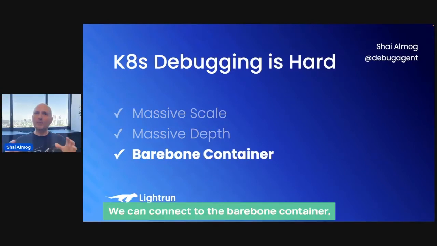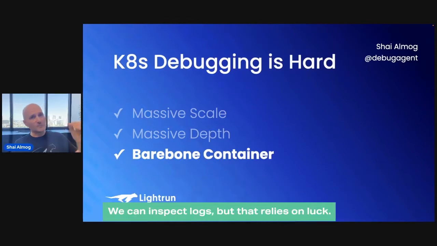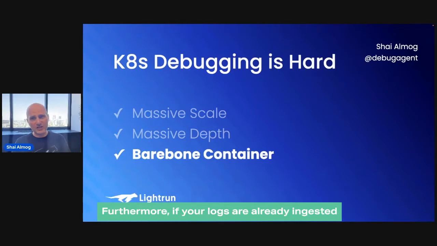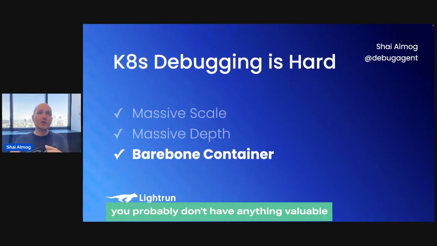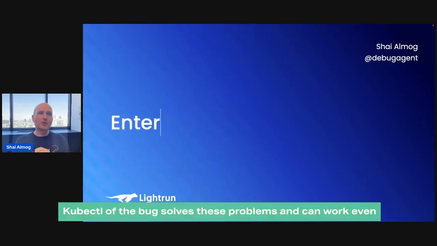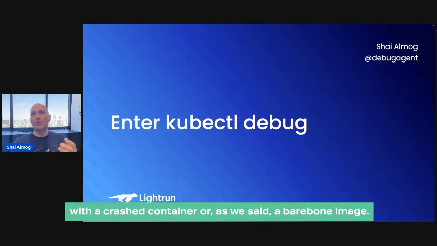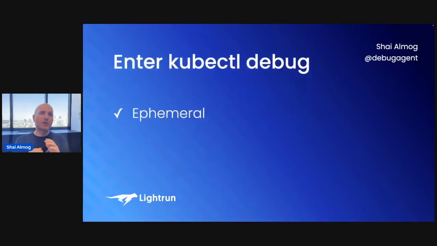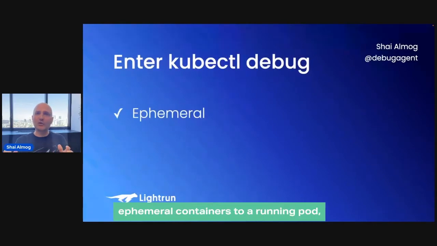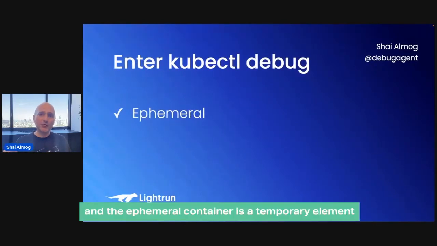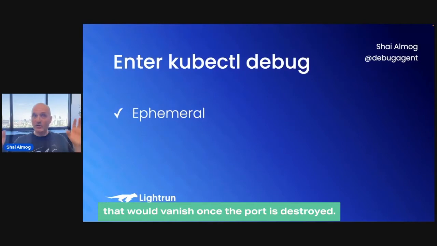We can connect to the barebone container, but we have nothing to do inside it. Nothing is installed. We can inspect logs, but that relies on luck. Furthermore, if your logs are already ingested by a solution like Elastic, you probably don't have anything valuable to do within the barebone container. kubectl debug solves these problems and can work even with a crashed container, or as we said, a barebone image. The kubectl debug command adds ephemeral containers to a running pod.